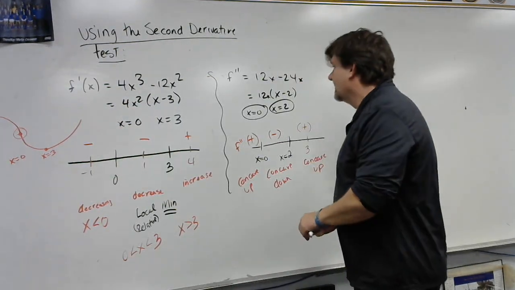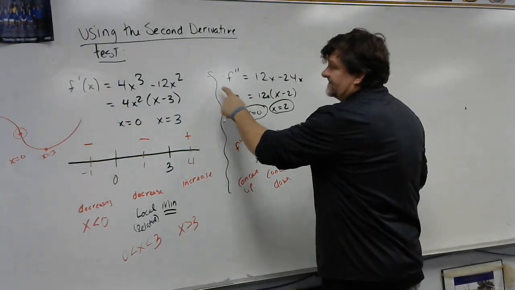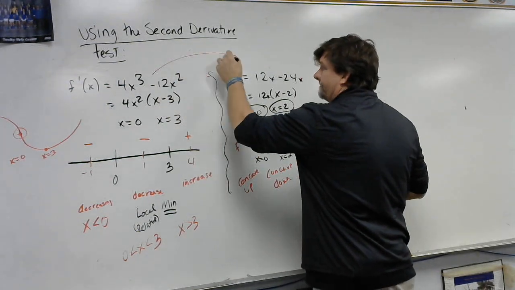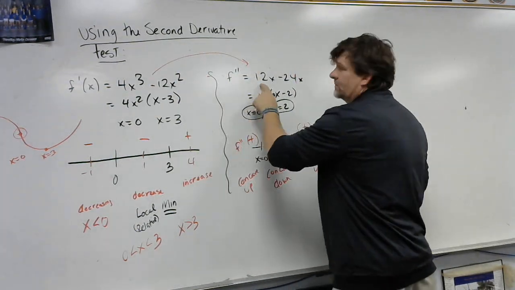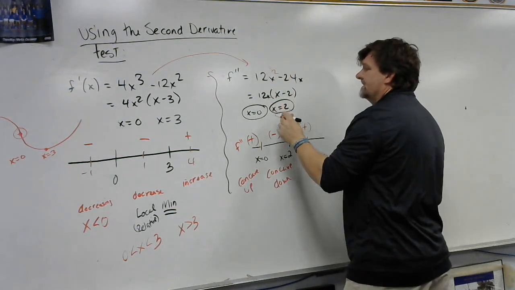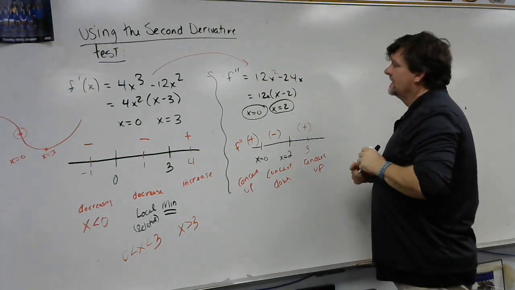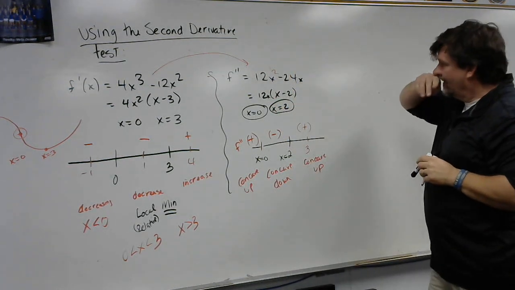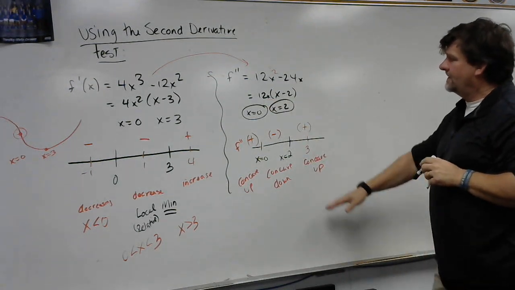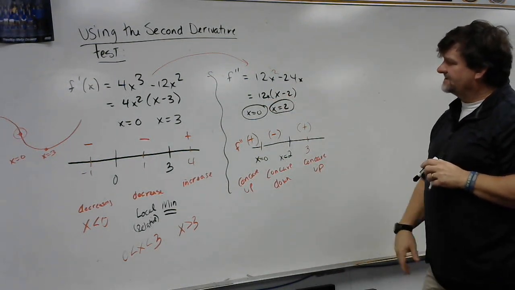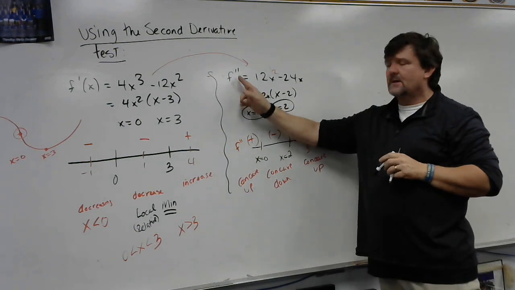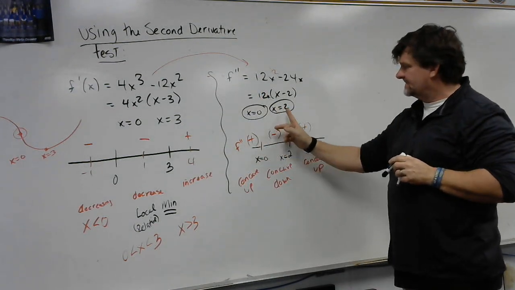All right, so take the second derivative. We take the derivative of this one, and we go 3 times 4 is 12. Oh, this should be x squared. I just realized that. That should be x squared. 12x squared minus 24x, and then I get a 12x out front and an x minus 2. So my critical points for my second derivative are x equals 0 and 2.